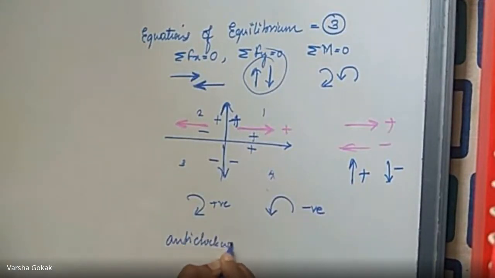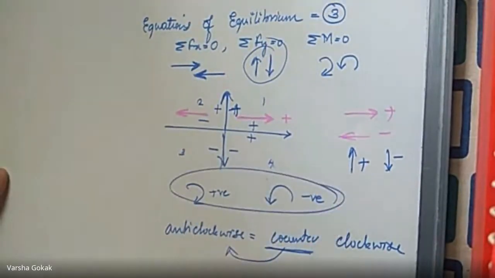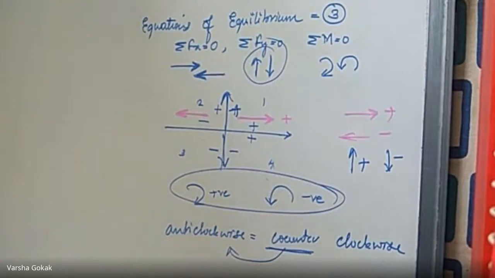Anti-clockwise is also sometimes called counter-clockwise. It happened that in the examination they used the term counterclockwise in one of the examples, and our students did not understand what counterclockwise is. It is same as anticlockwise. Now these are just a sign convention for us to follow when we are solving.